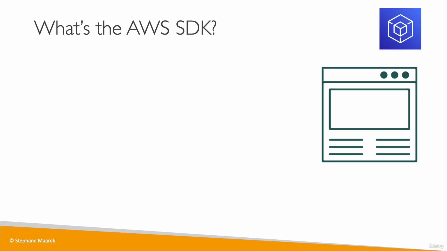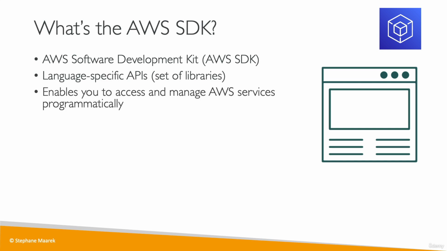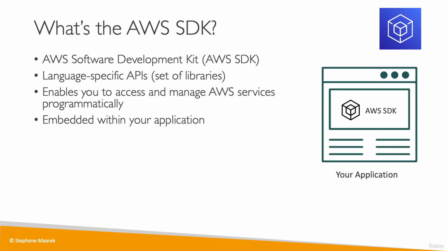So what's the AWS SDK now? SDK stands for Software Development Kit. This is a set of libraries, and it is going to be language specific. So you're going to have an SDK for different programming languages. Similarly, it will allow you to access and manage your AWS services and APIs programmatically. But this time, the SDK is not something that you use within your terminal. It is something that you embed within the applications that you code. So your application will have the AWS SDK within it.